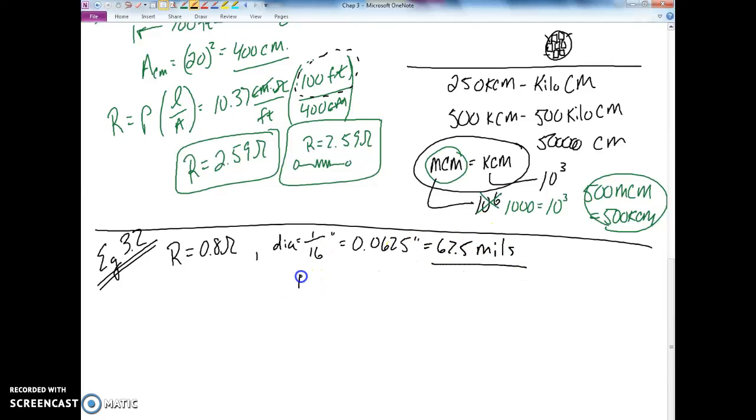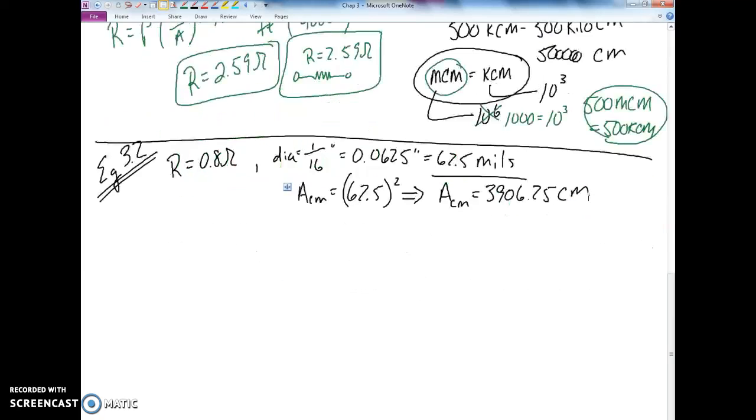And then if we square that, just go ahead and do that calculation. We get the area in circular mils. According to the book, that would be 3,906.25 circular mils. Okay. So now we're given the resistance. We're given the area in circular mils.